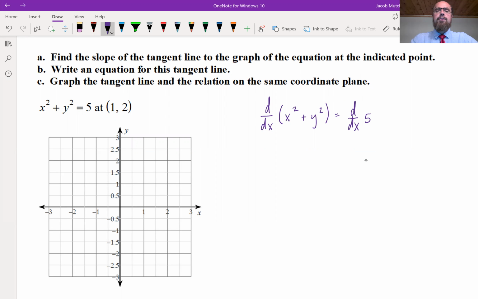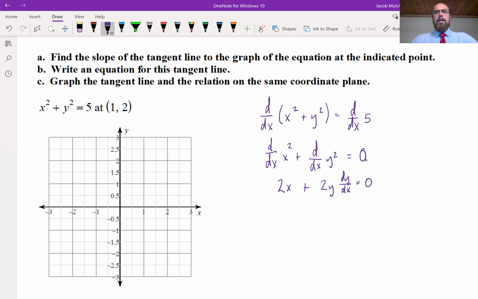On the left side, I need to employ the sum rule. So that's the derivative of x squared plus the derivative of y squared. And on the far right side, I can go ahead and take the derivative of the constant 5. That's going to be 0. Returning back to the left side, the derivative with respect to x of x squared is going to be 2x. And the derivative with respect to x of y squared is going to be 2y, and it leaves that differential dy/dx.